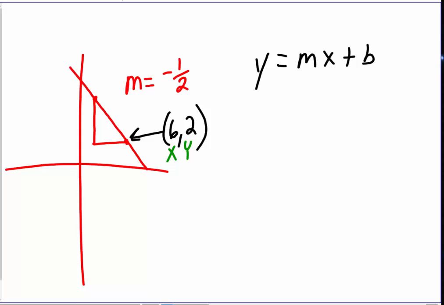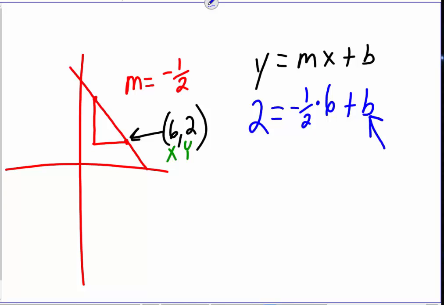The way that works is that first we have a 2 for y, so we put a 2 in here. So we put a 2 in there, equals m, negative 1/2, and then the x is times 6, and then plus b. So we have everything filled in except for one variable, and now we can just solve for that one variable, the b.